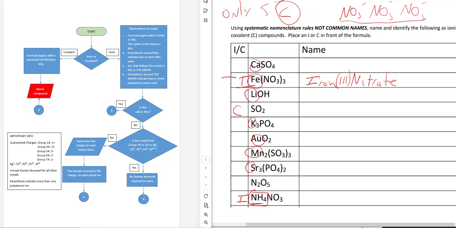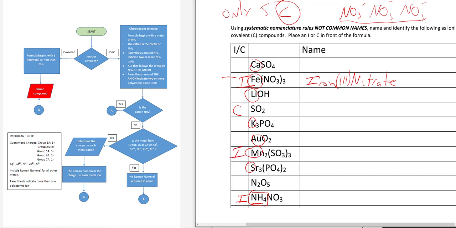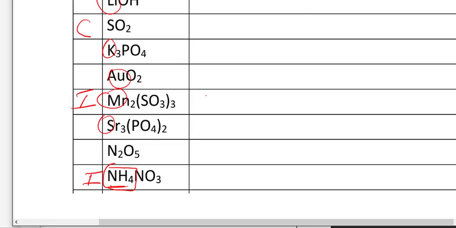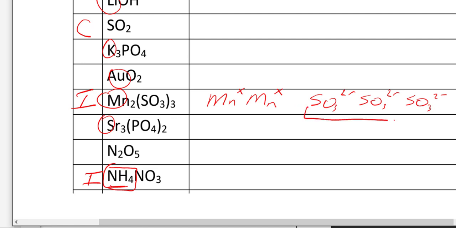And I'll do one more. This one here. This is ionic because it begins with manganese. And I'm going to break this down here off to the right. So there's 2 Mn's, and I'm going to put X here as the charge on each of the Mn's. And the SO3 is sulfite. You'll see that on your polyatomic ion list that sulfite is -2, or 2 negative. So this contributes a total of -6.